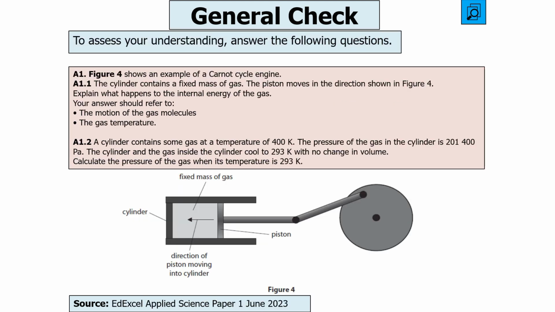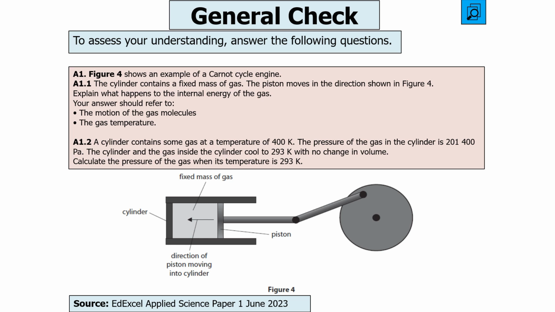The next question says, Figure 4 shows an example of a Carnot cycle engine. The cylinder contains a fixed mass of gas. The piston moves in the direction as shown. Explain what happens to the internal energy of the gas, refer to the motion of the gas molecules and the gas temperature. A cylinder contains some gas at a temperature of 400 Kelvin. The pressure of the gas in the cylinder is 201,400 pascals. The cylinder and the gas inside the cylinder cool to 293 Kelvin with no change in volume. Calculate the pressure of the gas when its temperature is 293 Kelvin.